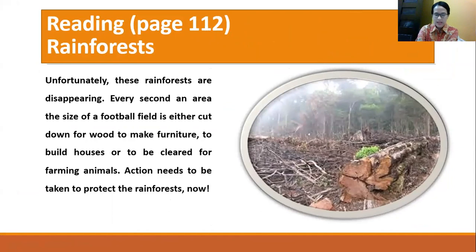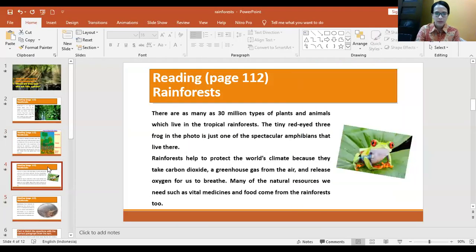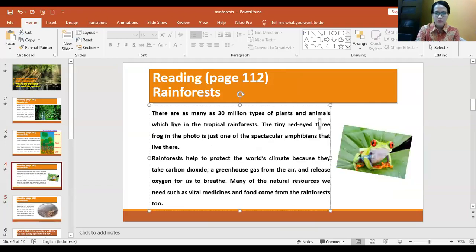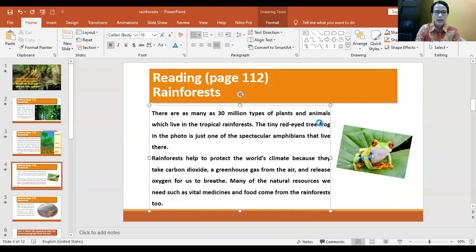Unfortunately, these rainforests are disappearing. Every second, an area the size of a football field is either cut down for wood to make furniture, to build houses, or to be cleared for farming animals. Now, action needs to be taken to protect the rainforest. Okay, that is the information about rainforests. I think some of you can also try to answer some questions in your learner's book to check your comprehension as well.